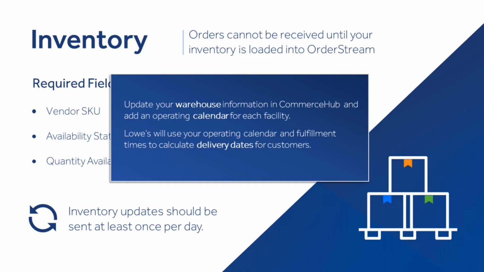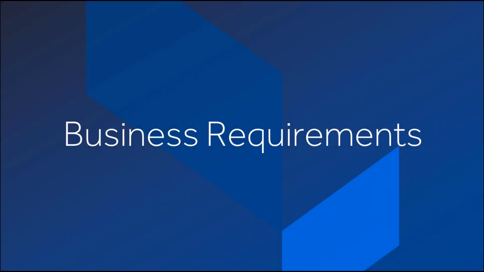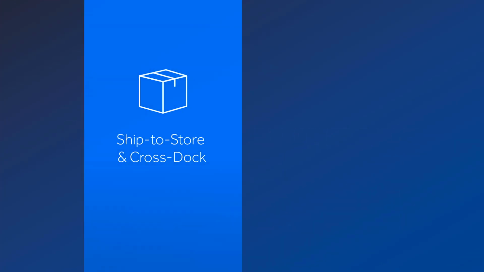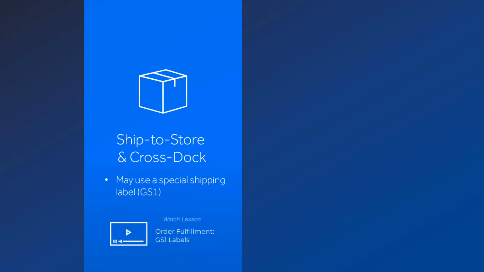Next, let's discuss some of the business requirements of Lowe's that will affect how you process orders in OrderStream. Based on your agreement with Lowe's, you may be expected to process ship-to-store and cross-dock orders destined for Lowe's stores and warehouses. In some cases, these types of orders will be using a special type of shipping label called a GS1 label.